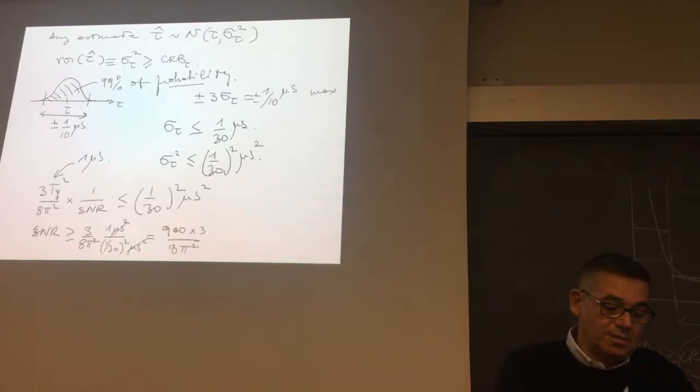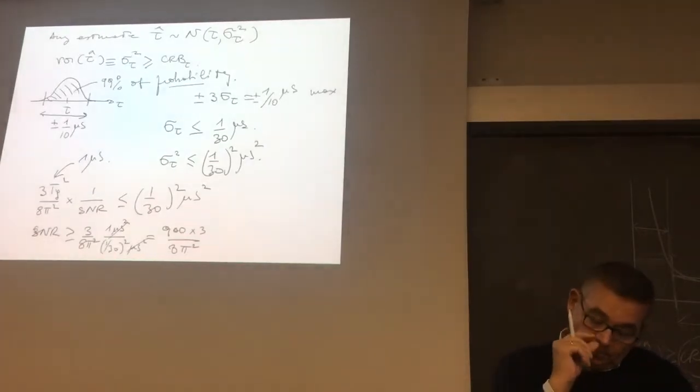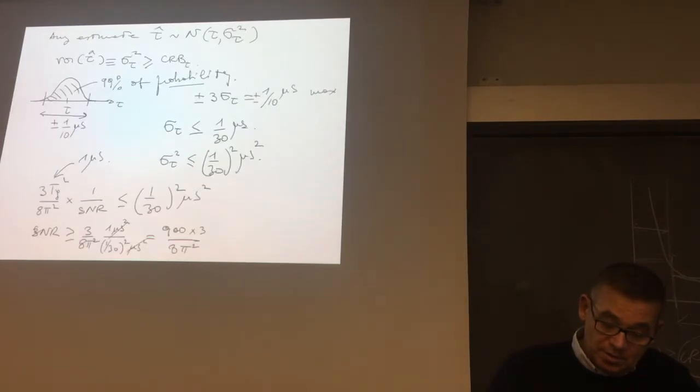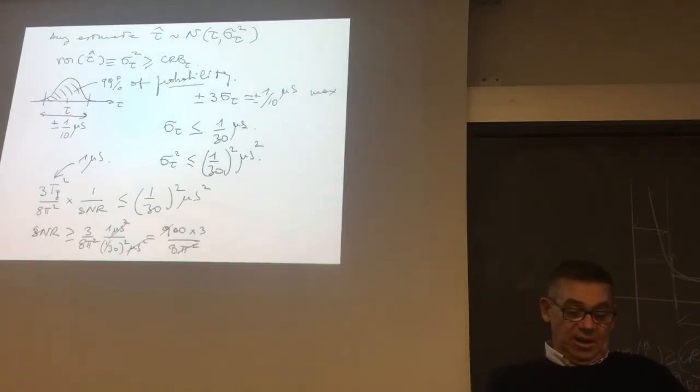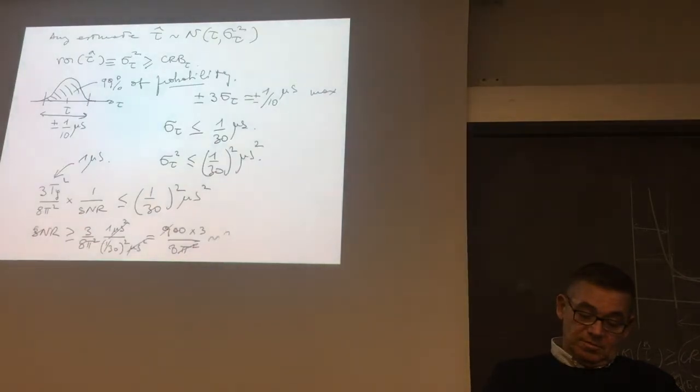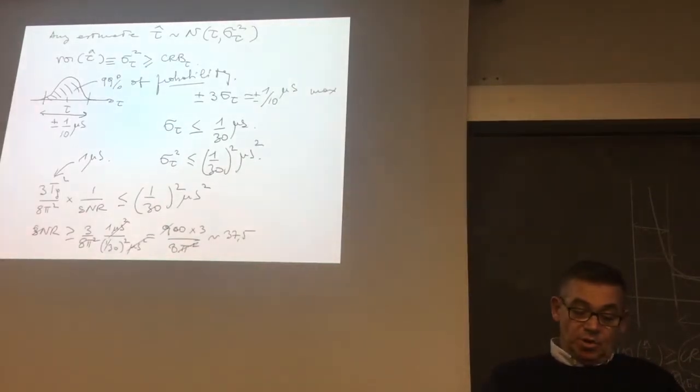Let me see how much that is. Just don't be shy with the numbers. Approximately pi is 3, so this pi squared cancels with 9. This is 300, so it's 300 divided by 8, approximately 37.